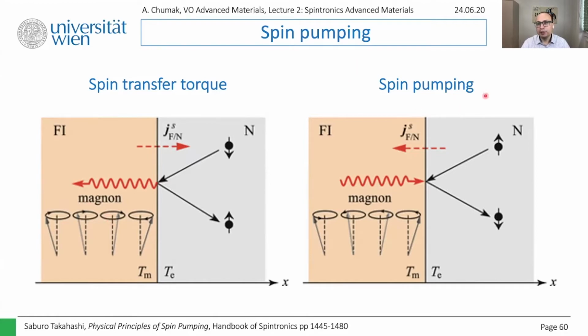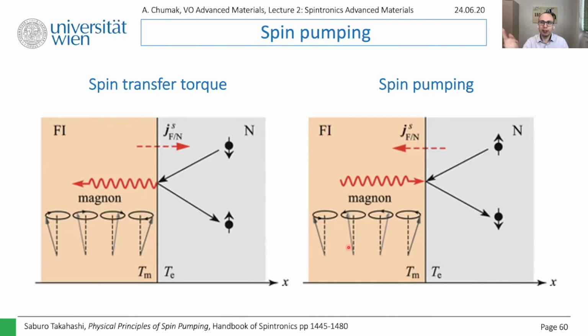Spin pumping is the effect which is just the opposite. You take the same structure, but instead of sending current, you first excite magnetization precession. The easiest way to excite magnetization precession is to apply a microwave signal at 10 gigahertz frequency, for example, to this antenna.